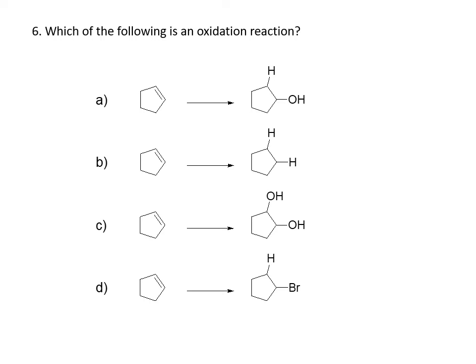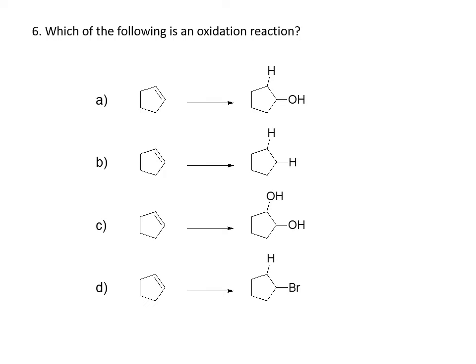B, both carbons of the double bond have new hydrogens attached to them. That means both carbons have been reduced. So reaction B is a reduction reaction. Reaction C, both carbons have new oxygens bonded to them. That means both carbons have been oxidized. And so that's the correct answer. C is an oxidation reaction because both carbons have been oxidized.